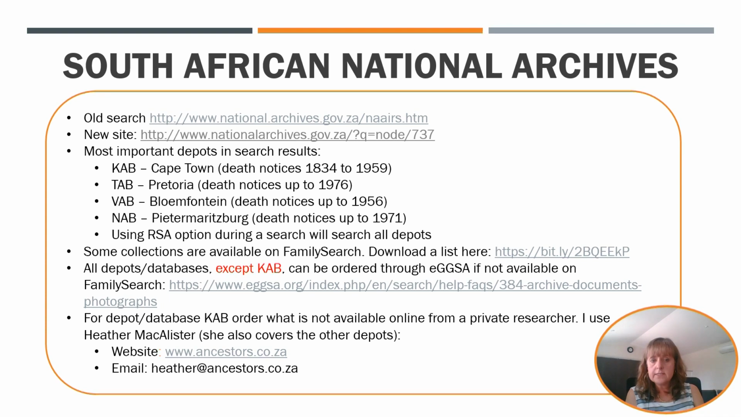For the depot or database KAB, you can order what is not available from a private researcher. I usually use Heather McAllister. She also covers the other depots, but I tend to go to eGGSA for the other depots and then to Heather for KAB. You've got Heather's details there. The way it works is that someone needs to go out to the archives to take photos of those documents, and you will then receive photos.